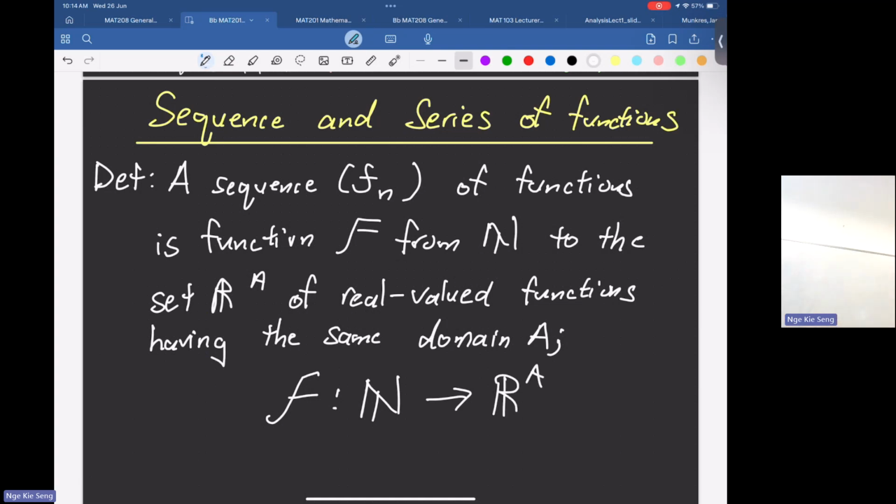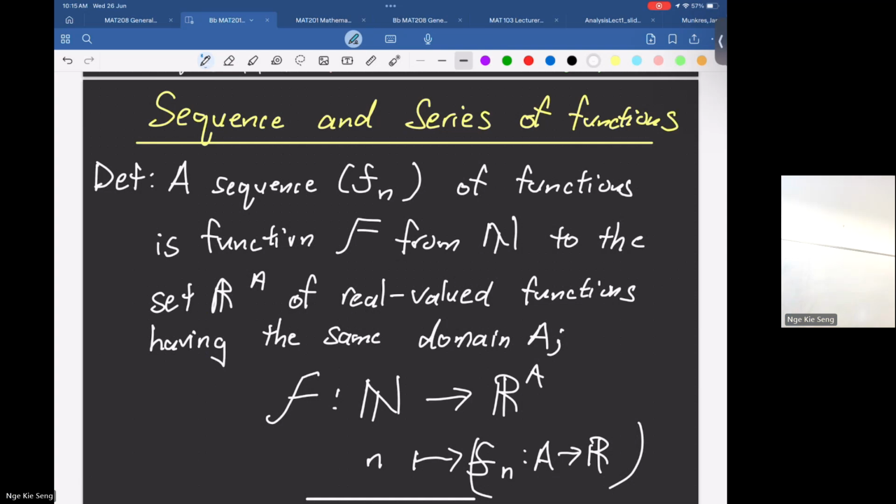So why do I write it like this? How do you read this statement here, this symbol R to the power A? This is the set of functions that map A to R. Do you know how to read this? A function that maps A to R. So, meaning I give you a natural number n, you need to give me a function here, call it fn. And what is fn? fn is a function from A to R.